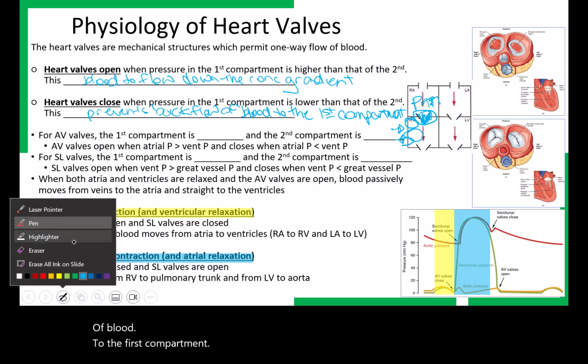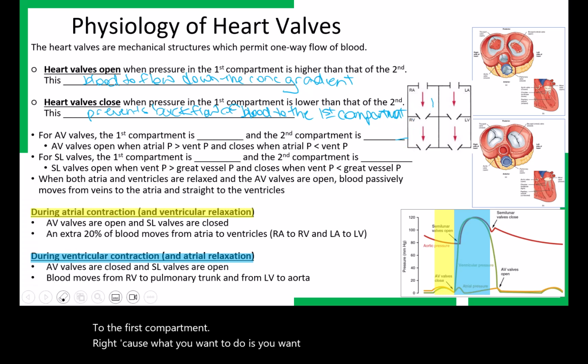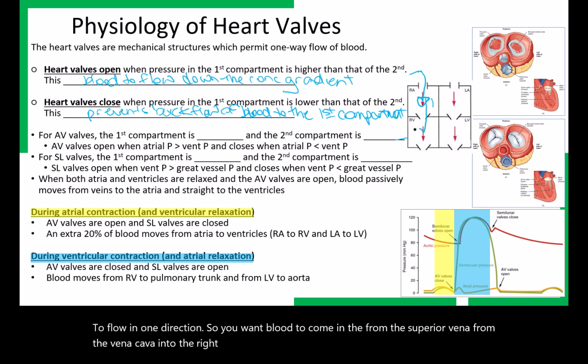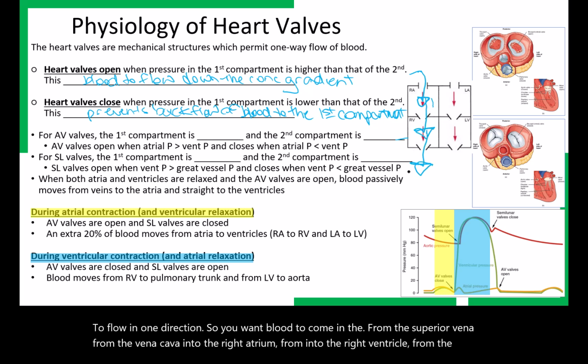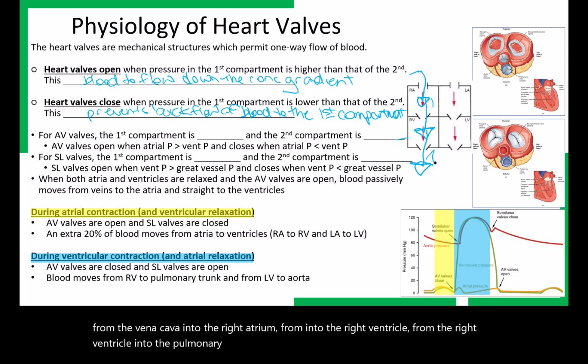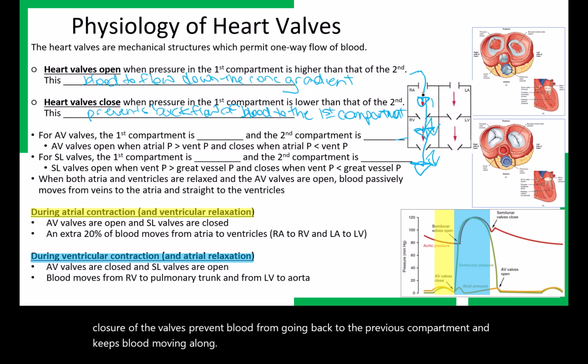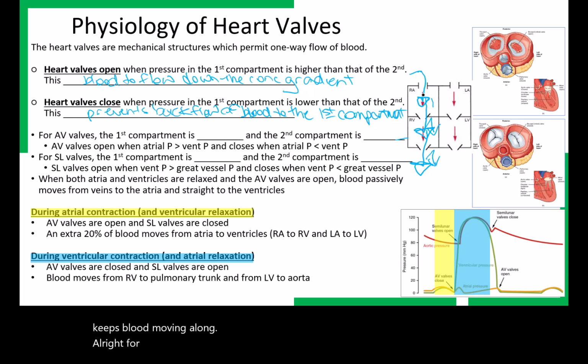Right? Because what you want is blood to flow in one direction. So you want blood to come in from the vena cava into the right atrium, from the right atrium into the right ventricle, from the right ventricle into the pulmonary trunk. You don't want it to go back, right? And so the closure of the valves prevents blood from going back to the previous compartment and keeps blood moving along. All right. For the AV valves, the first compartment is the atria and the second compartment is the ventricles.